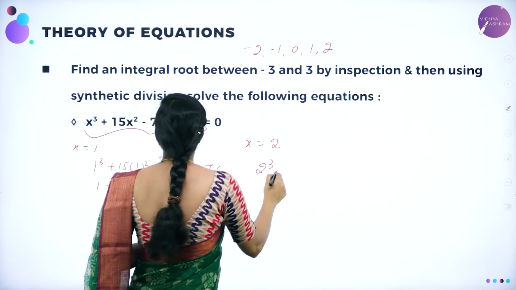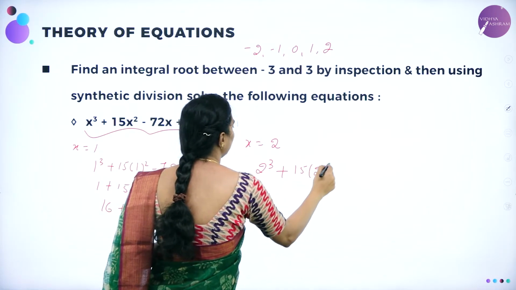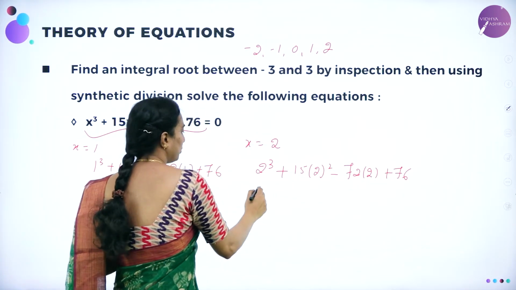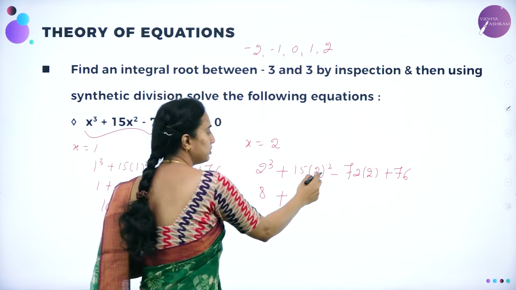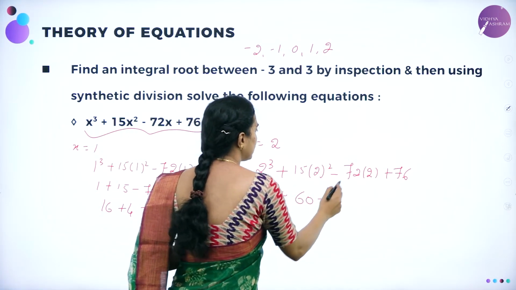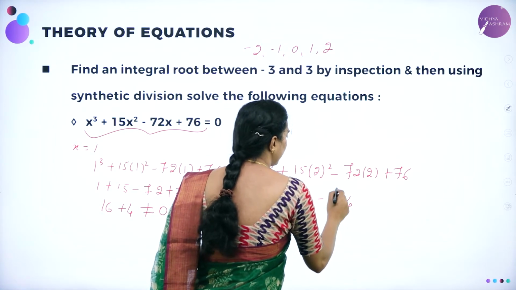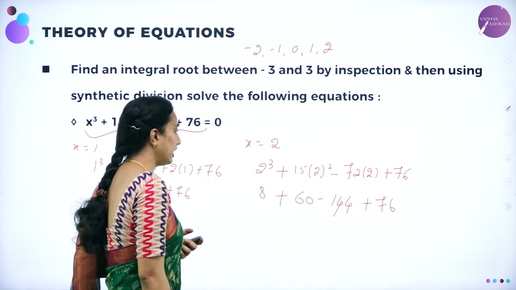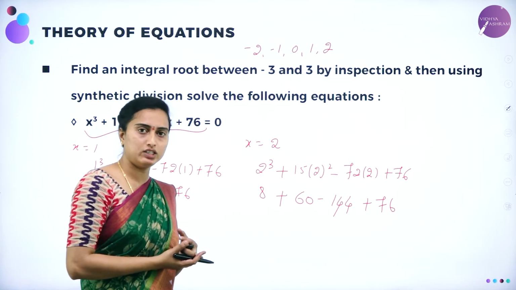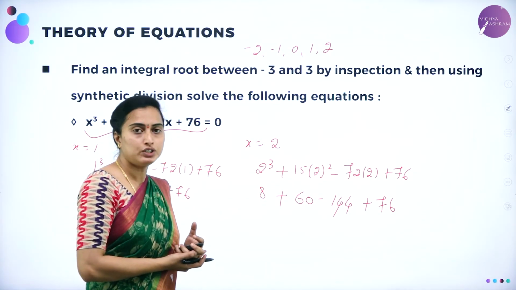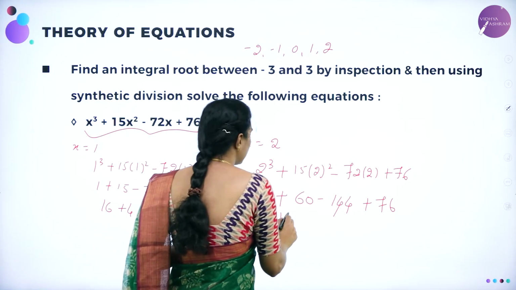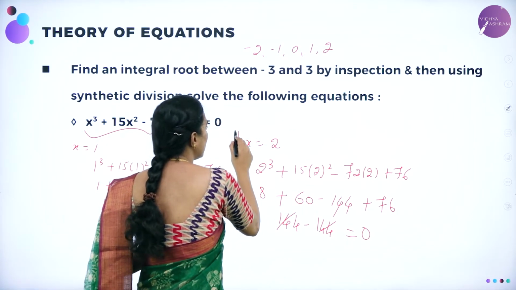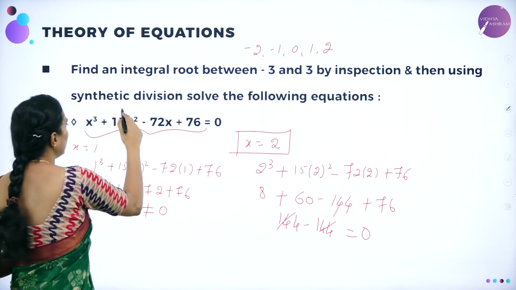2 cube plus 15 into 2 squared minus 72 into 2 plus 76. Now 2 cube is 8 plus, you are getting 2 squared is 4, 15 4s are 60. Minus 72 2s are 144, plus 76. Now if you add up this one, you are getting 60 plus 76 is nothing but 136. 136 plus 8 is nothing but you are going to get 144. Therefore, all it will get cancelled. 144 minus 144 gives you the value 0. Therefore, x is equal to 2 is one of the roots of the equation which satisfies this condition.